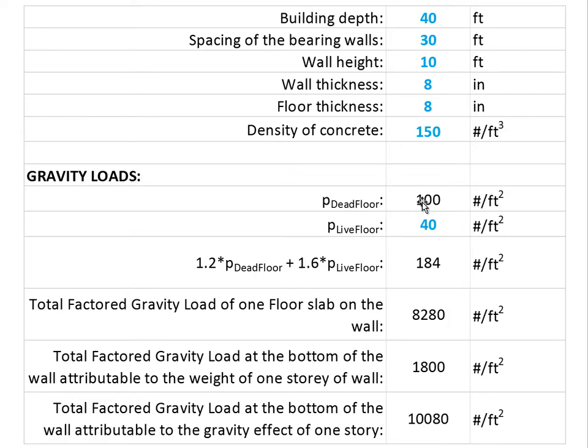So P dead on the floor is 100 in this case. P live is 40 pounds a square foot. Now I'm going to jump to the spreadsheet, but I want you to notice that this 40 pounds is an input. I'm not sure that we can vary that in any significant way, because the codes prescribe that the live load for a building of this sort will be 40 pounds a square foot. But if we can find an argument for changing that, this number is an input in the spreadsheet.